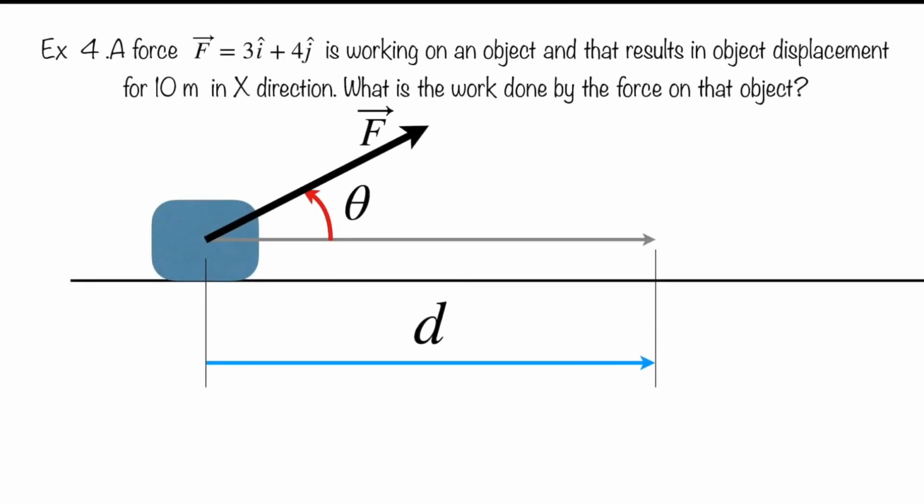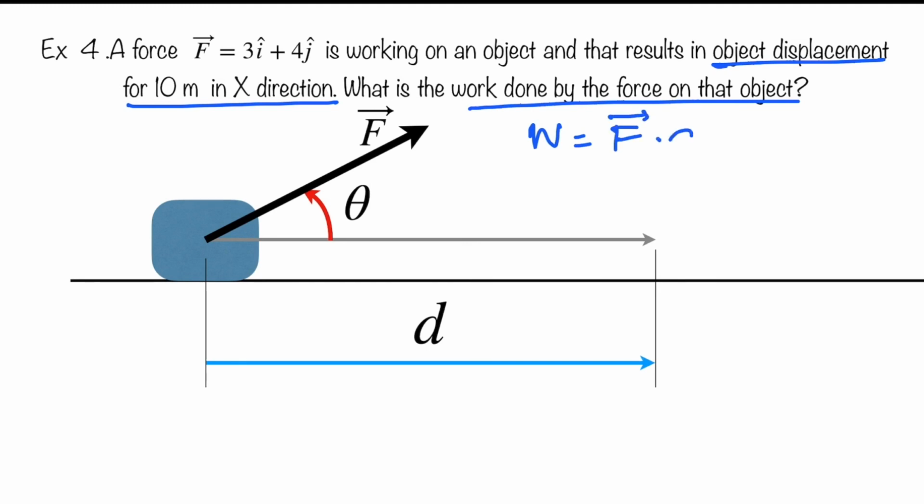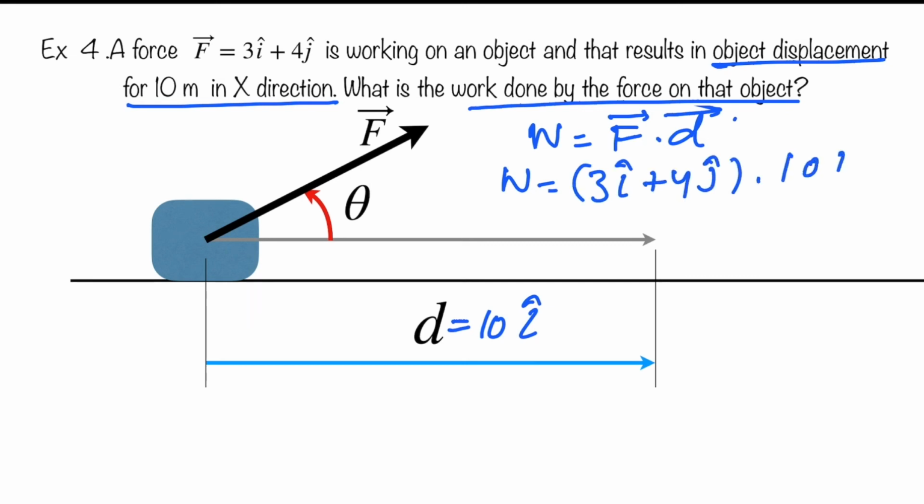Here is example number 4, where a force 3i cap plus 4j cap is working on an object that results in object displacement of 10 meters in x direction. What is the work done by the force on that object? The work done is nothing but the dot product of vector F and the displacement vector D. Here displacement is 10 meters in x direction, so 10i cap. So W can be written as the dot product of these two vectors, which is (3i cap plus 4j cap) multiplied by 10i cap, and this is equal to 30 joules.